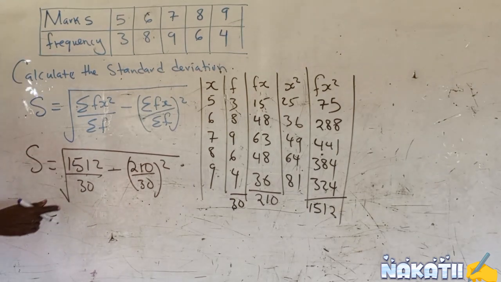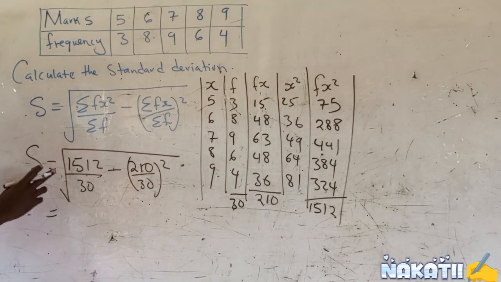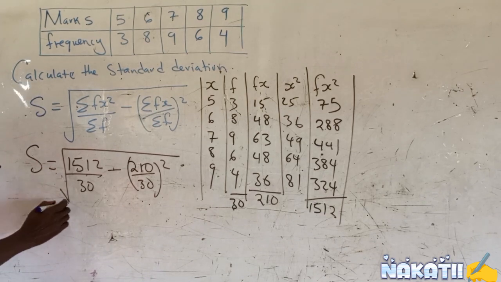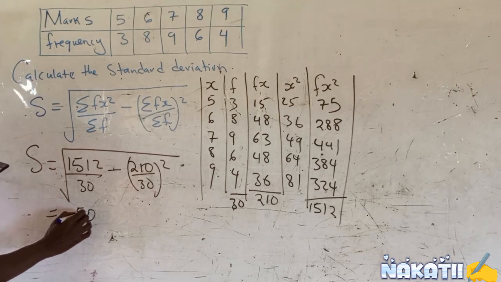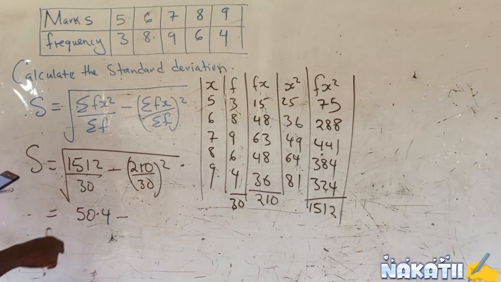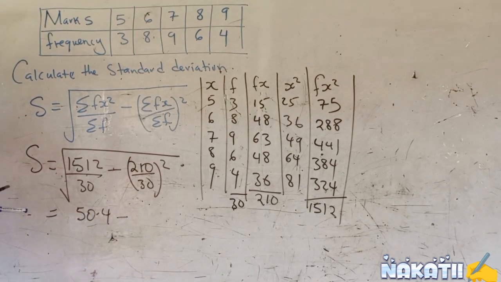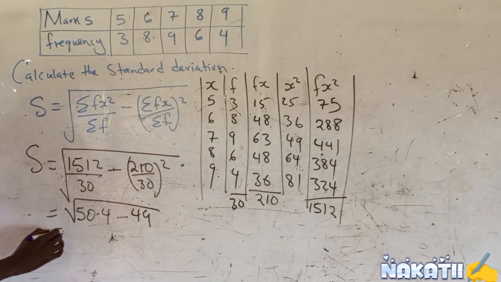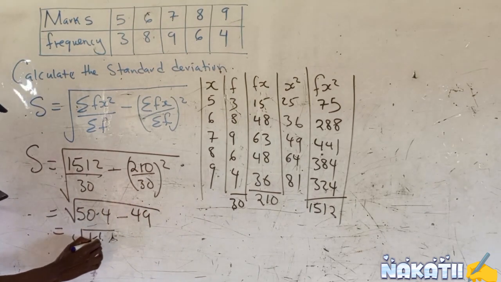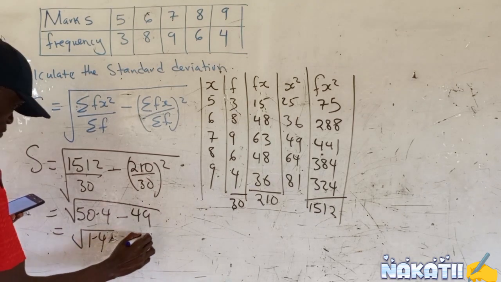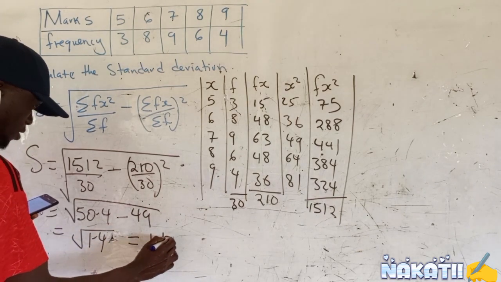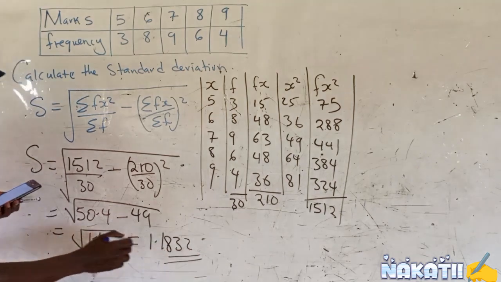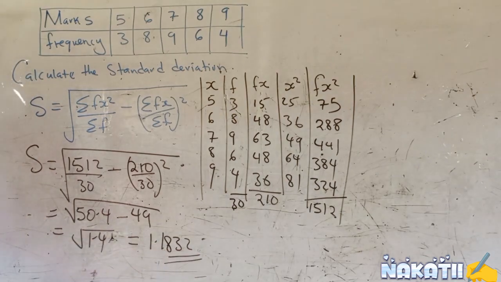So when you simplify this one, 1512 divided by 30, you get 50.4. Then 210 divided by 30, then you square, you get 49. So you square root this one, we're going to have the square root of 1.4. So this one will give us 1.1832 as our standard deviation. And that is how we approach that question. Thank you for watching.